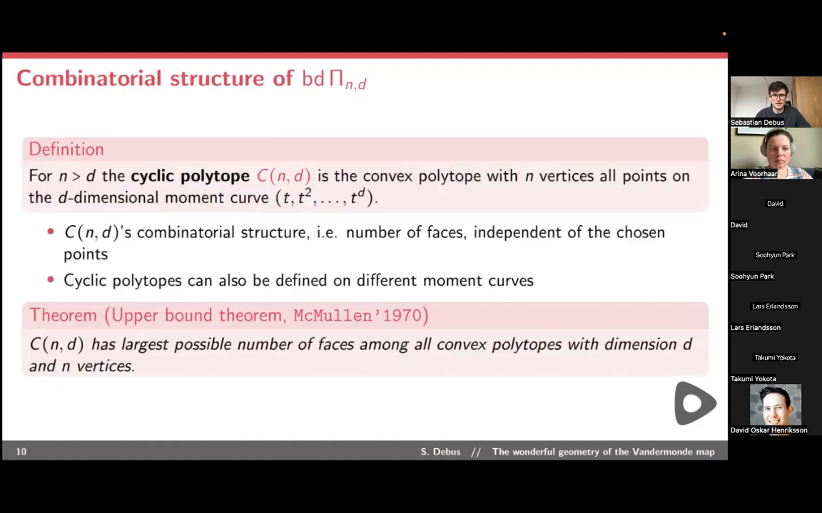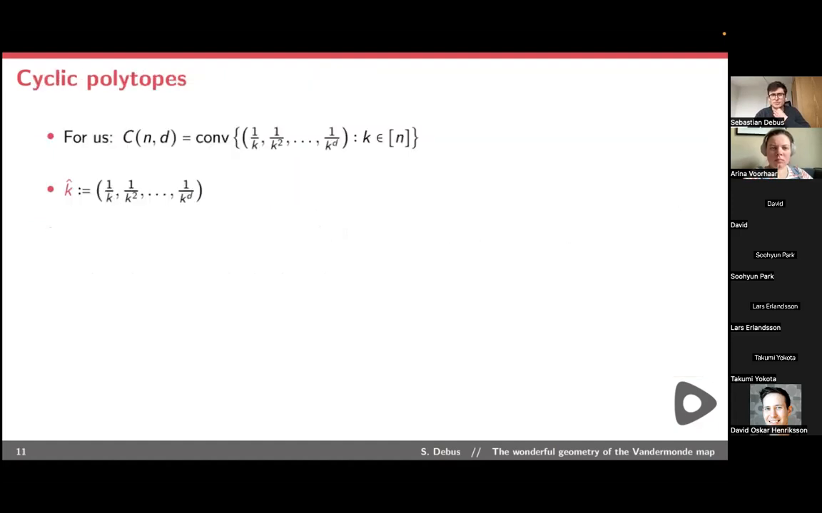So I mentioned the cyclic polytope is the convex hull of n points on the moment curve, and they are arbitrary. But for us, we take here the cyclic polytope as the convex hull of points on the moment curve which are just the first n natural numbers. And I use an abbreviation. So k hat should now denote the image on the moment curve of an integer k.